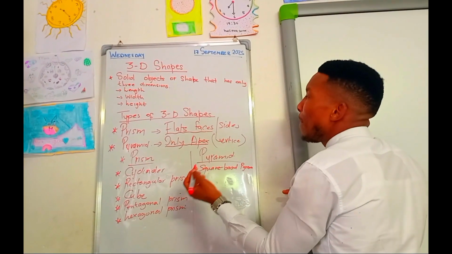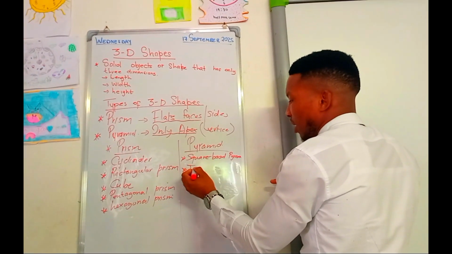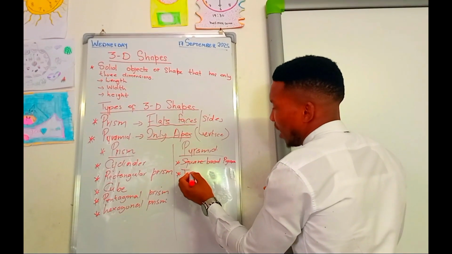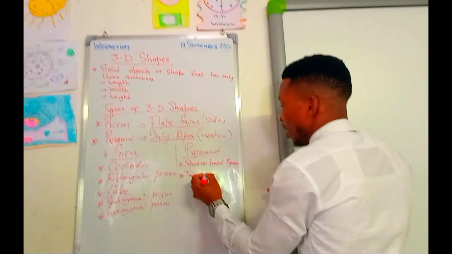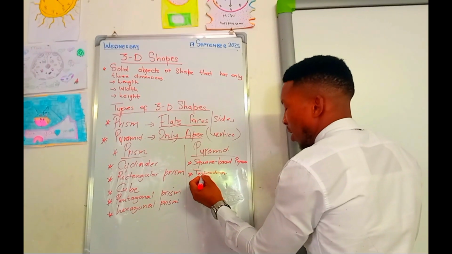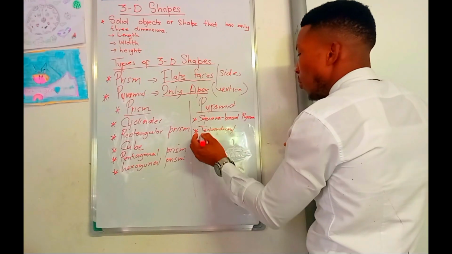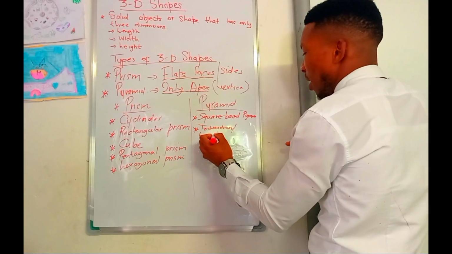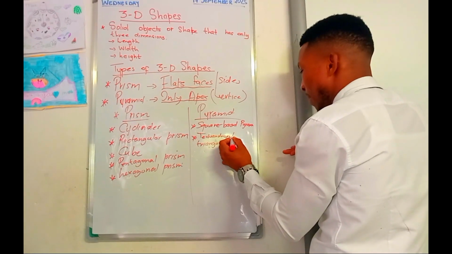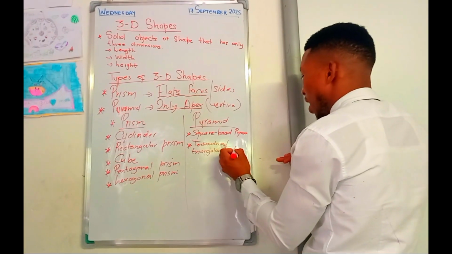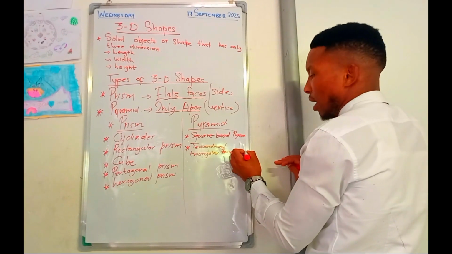We have a triangular base pyramid, or a tetrahedron. You have a tetrahedron as well. If you don't want to say tetrahedron, we normally say that we have a triangular base pyramid. Then this is a pyramid.